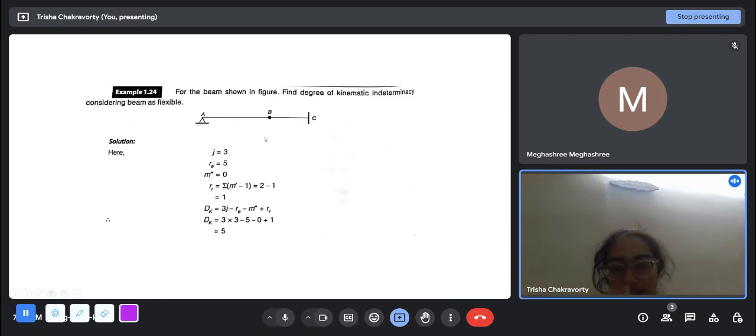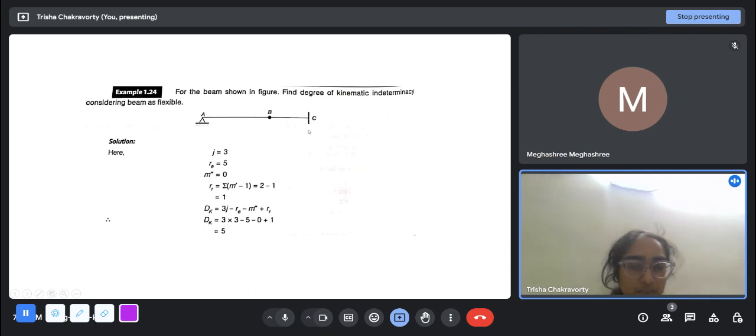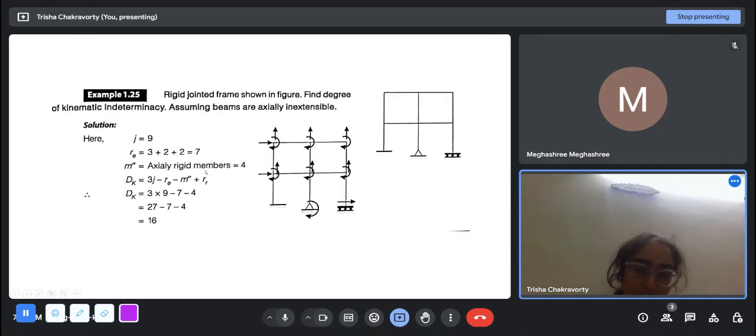This is a beam with an internal hinge, and internal hinge also has to count as a joint. Whatever be the configuration, an internal hinge is always a joint. So there are three joints. There are five support reactions: three from fixed support, two from hinge support, and this RR is again two members meeting, BA and BC. So RR is 1. Applying this formula, you get DK equal to 5. 3 into 3 minus 5 plus 1. And there are no actually rigid members, so m dash dash is 0.